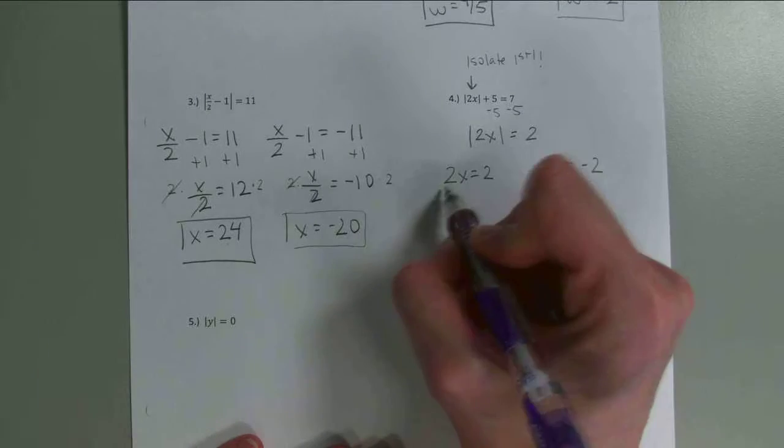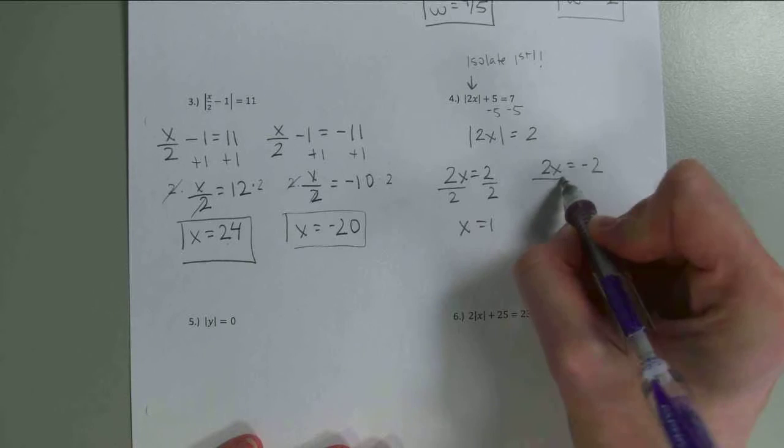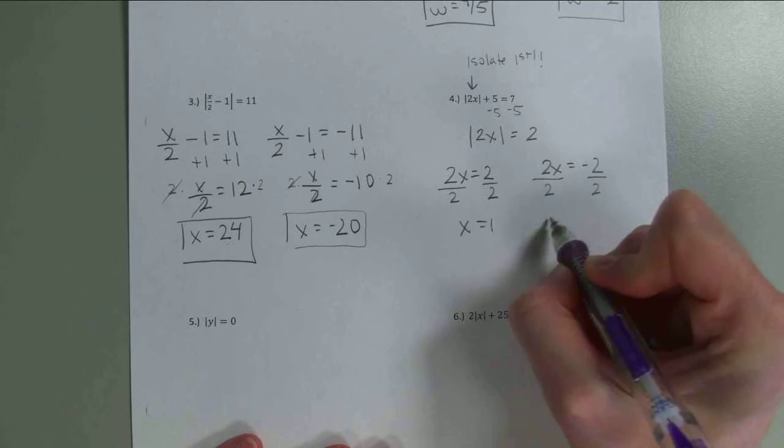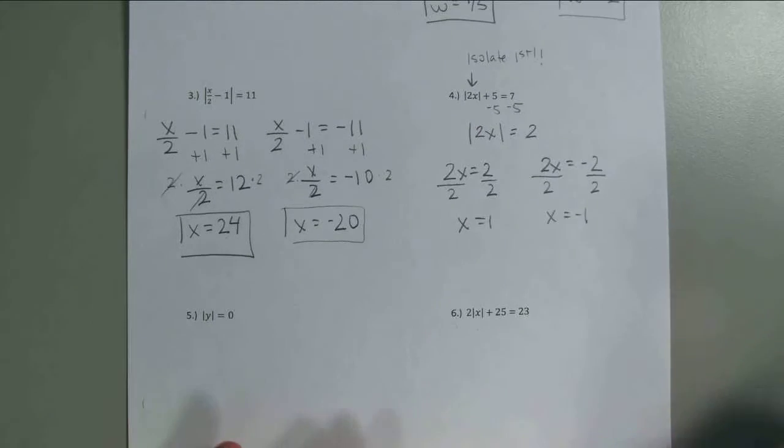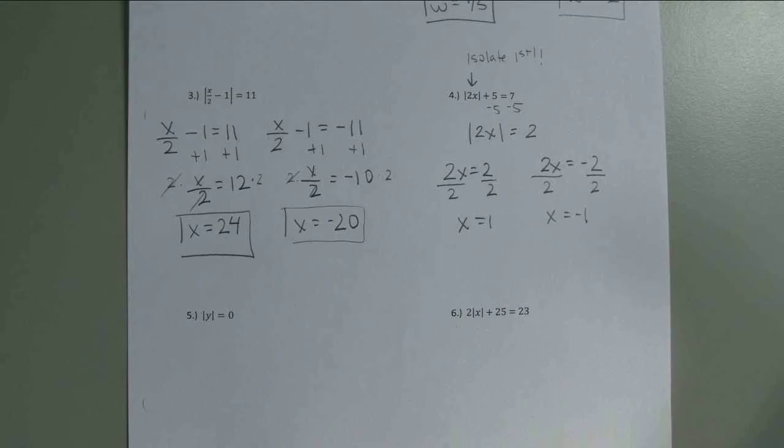All right, divide both sides by 2. You get x equals 1. Divide this side by 2. You get x equals negative 1. So this is an instance where they are the positive and negative of each other, but that doesn't always happen.